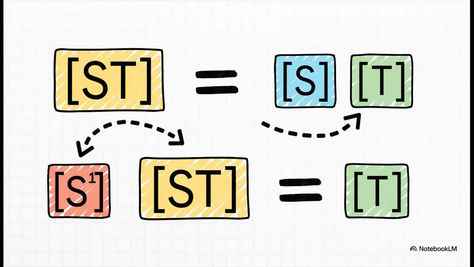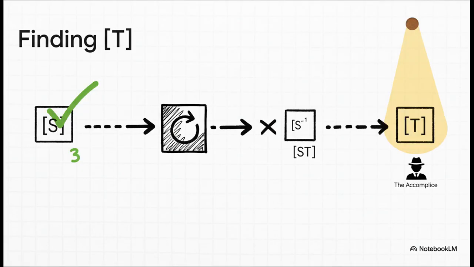So, the connection between these transformations is actually pretty straightforward. The matrix for ST is just the matrix for S multiplied by the matrix for T. With a little bit of algebraic shuffling, we can isolate T. All we have to do is multiply ST by the inverse of S, which is basically the mathematical way of undoing what S did. From here, it's just a matter of following the steps. We already know S is invertible because its rank is 3, a full house. So we just calculate its inverse, multiply it by the ST matrix, and boom, just like that, the identity of our accomplice, T, is revealed.